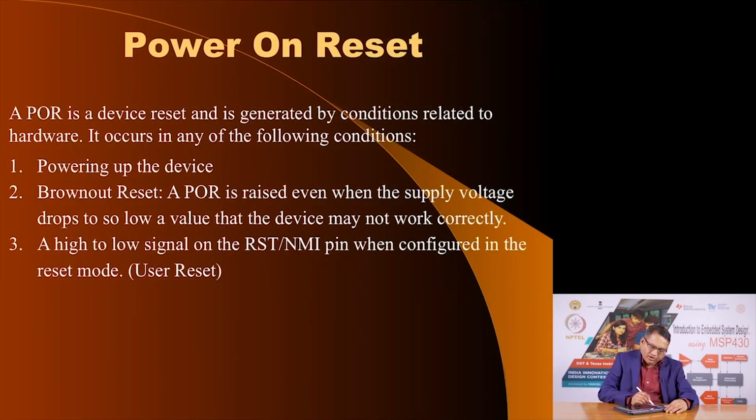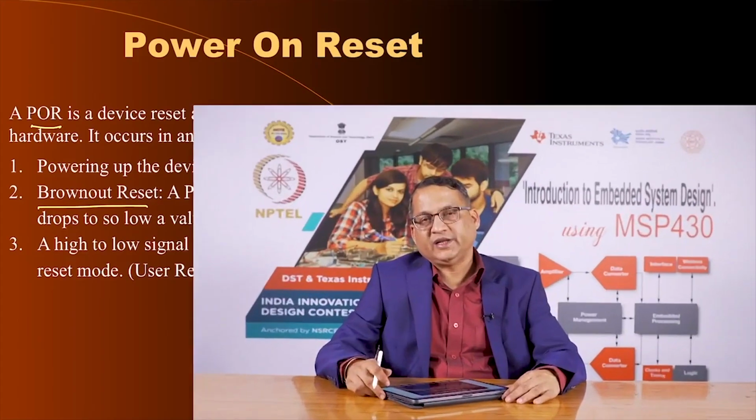Now, power on reset is generated whenever you turn on power for the first time. It can also be generated because there is a brownout. Brownout means that the supply voltage to the microcontroller is not stable. If it dips below a certain value, it will generate a power on reset for the microcontroller, as well as if you press the reset NMI pin, that will also generate a power on reset signal.